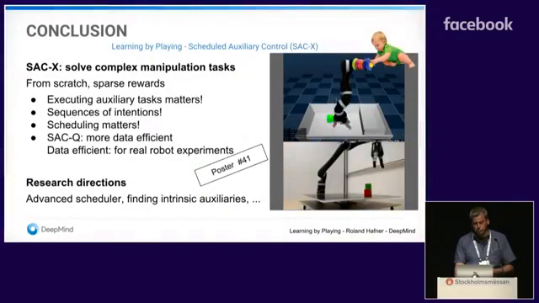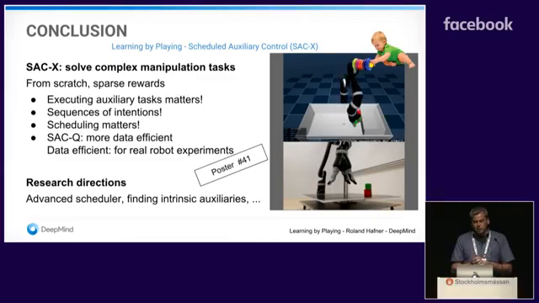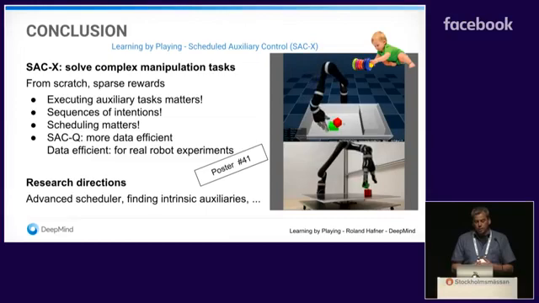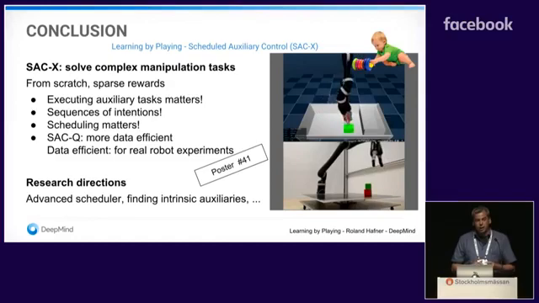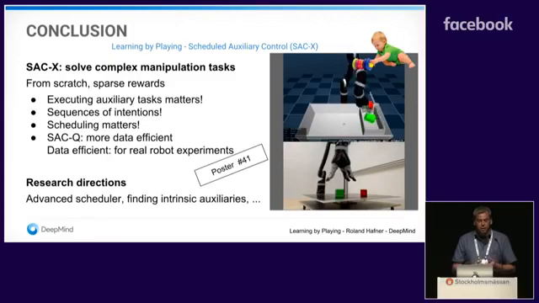So as a conclusion, we proposed this learning by playing and proposed this algorithm, scheduled auxiliary control, to solve complex manipulation tasks from scratch with sparse reward. It's important to execute these auxiliary tasks. That's one take-home message. It's important to have a sequence of these auxiliary tasks in your episode. That's another take-home message. And the scheduling of these intentions makes it data efficient. Maybe data efficient enough, if you use a good scheduler, that you can also learn on the real robot.